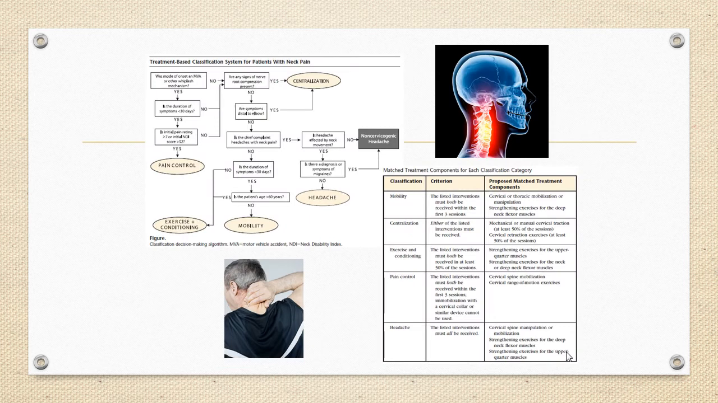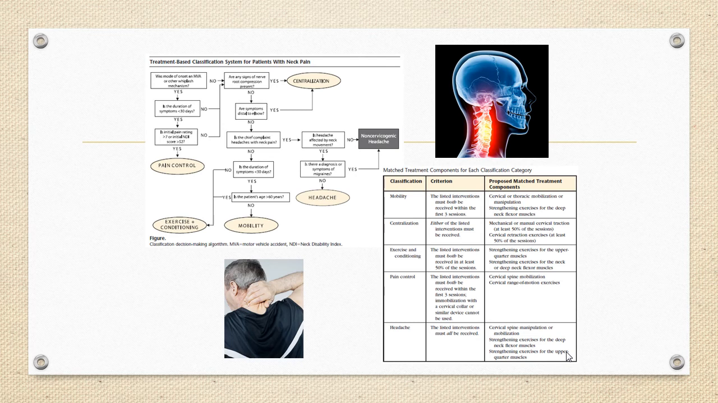There were 5 classifications that were looked at. They were mobility, centralization, exercise and conditioning, pain control, and headaches. The proposed matched treatments for mobility were thoracic spine and cervical spine mobilization and manipulation and deep flexor strengthening.